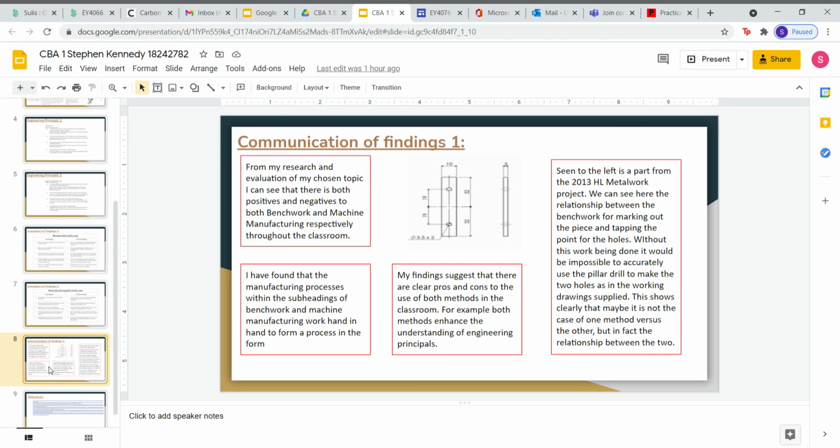On the right hand side here, just near the end, I said this shows clearly that maybe it is not a case of one method versus the other, but in fact the relationship between the two. So the main finding of my control-based assessment was that to manufacture a successful product for junior cert metalwork class, you're going to need both your machine manufacturing and your bench work.